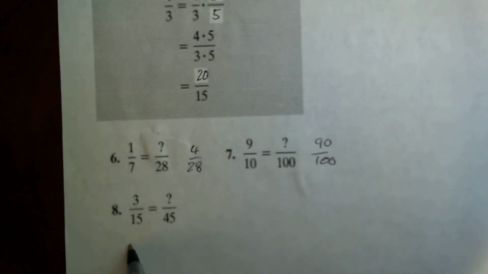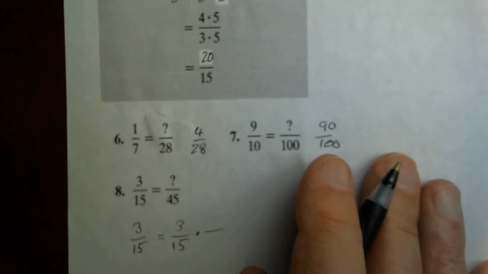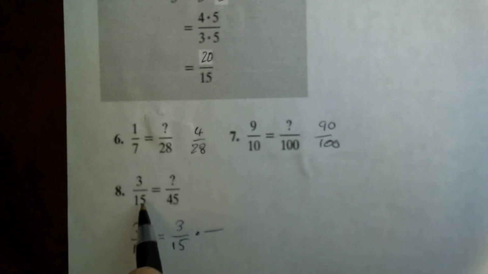So here we have 3 divided by 15 equals 3 divided by 15 times some number that we multiply 15 with to get 45. In case we don't remember what that is, we simply divide 45 by 15, and that's equal to 3. So 3 times 15 is 45. Again, when we have a number in the denominator, we also need to multiply by the number in the numerator, the same one. 3 divided by 3 is 1.